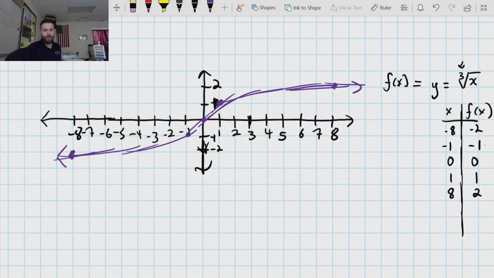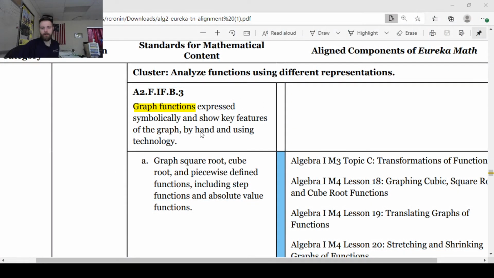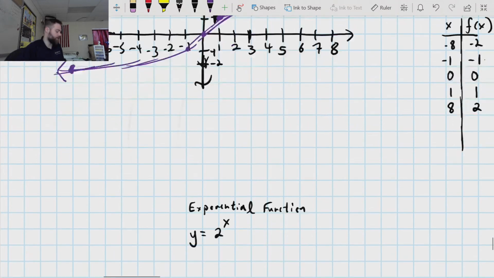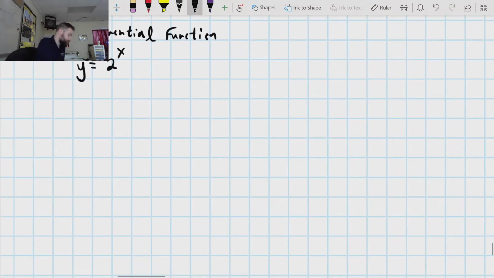It means the same thing. It's just the calculator is doing it for us, and so what we want to be able to do is, again, by hand, graph these guys. So show key features of the graph by hand and using technology. So we haven't looked at the key features of this graph, that comes later, but we can look at how this function is plotted using the x and y coordinate plane and take a look and get a feel for these functions. So the next thing we want to talk about is the exponential function.